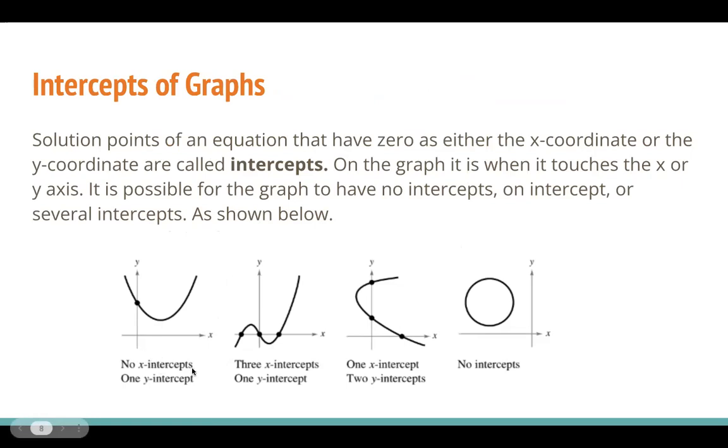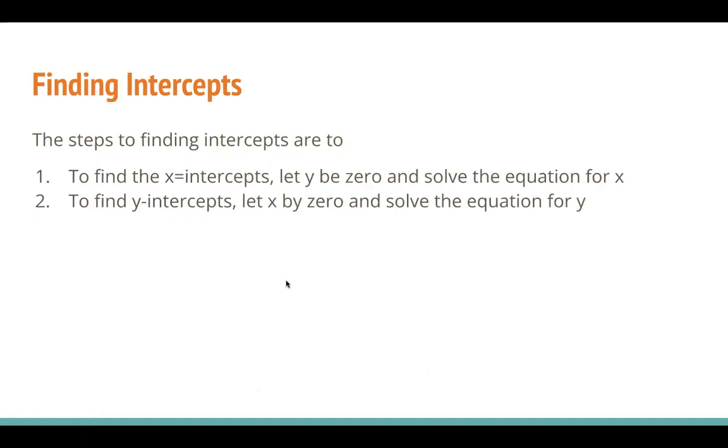This one has no x-intercepts and one y-intercept. This one has 3 x-intercepts and one y-intercept, as shown here. It intercepts the x-axis 3 times and the y-axis once. This one has 1 x-intercept and 2 y-intercepts, and this one has no intercepts.